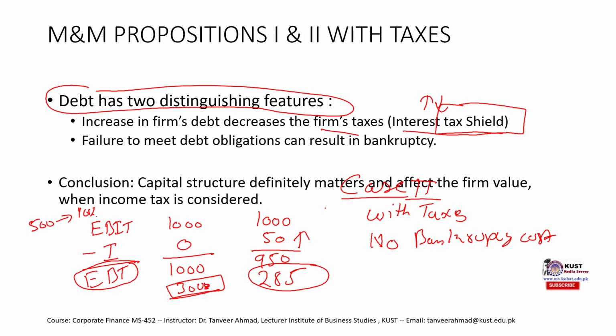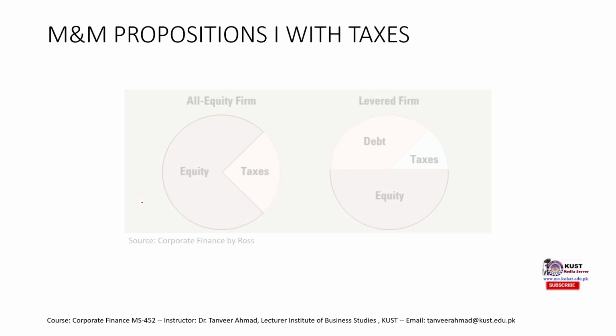So the conclusion is that capital structure definitely matters and affects the firm value when income tax is considered. In the previous theory, we didn't consider taxes. In this theory, we are going to consider taxes, so we are assuming that there are taxes in the real world.